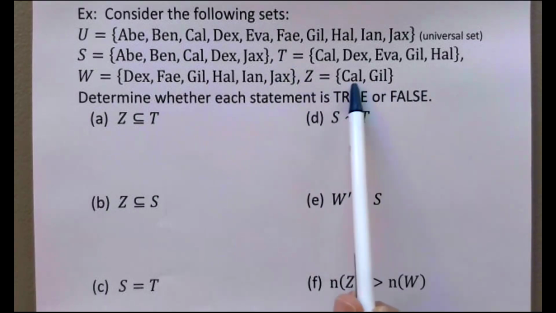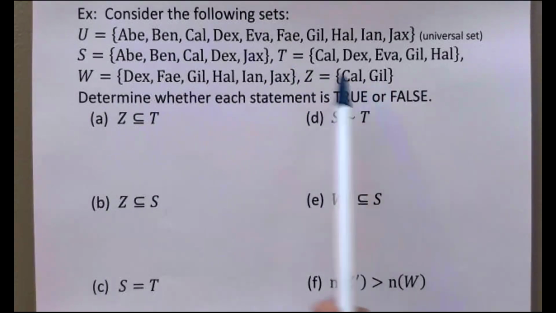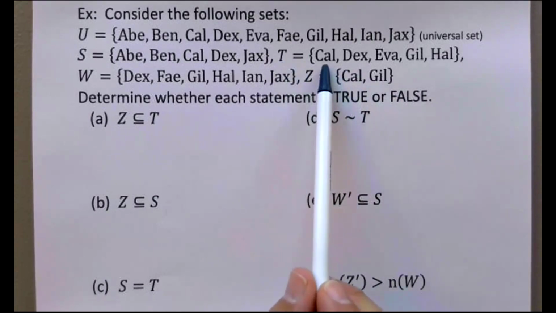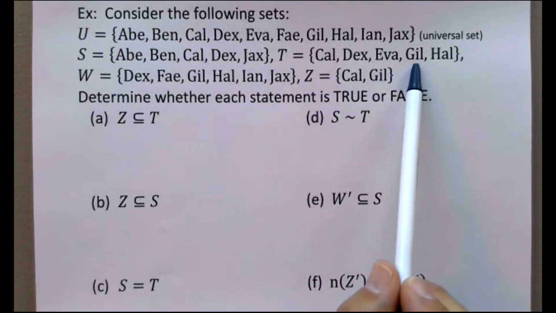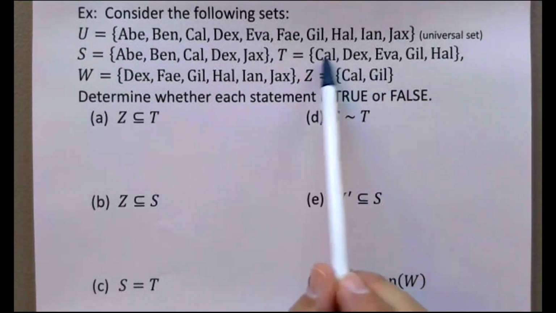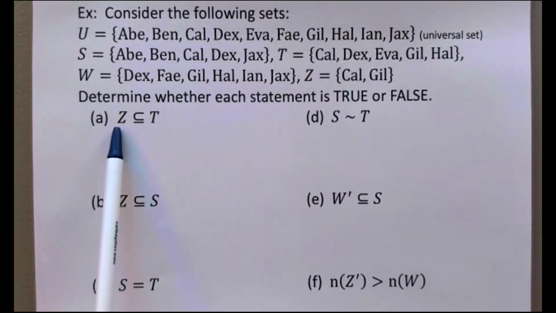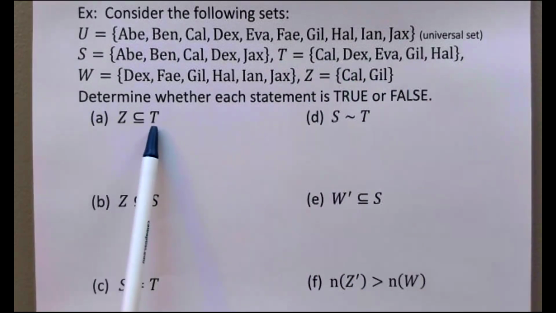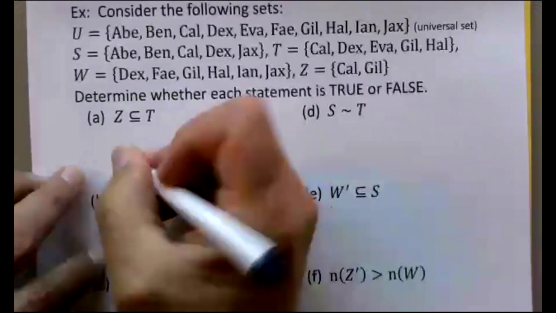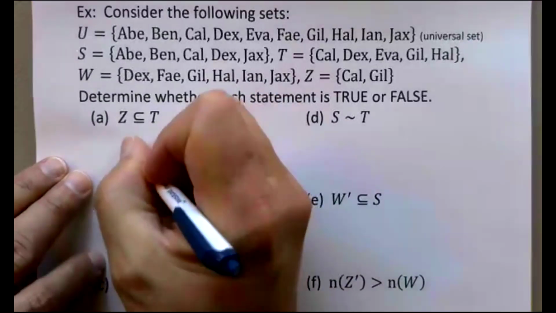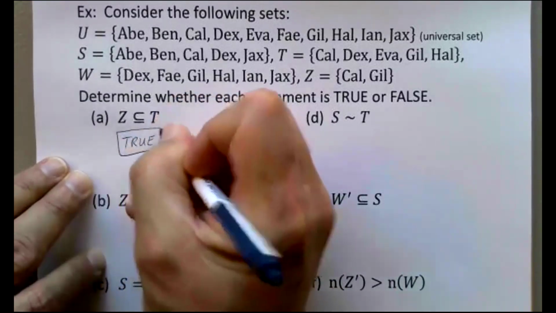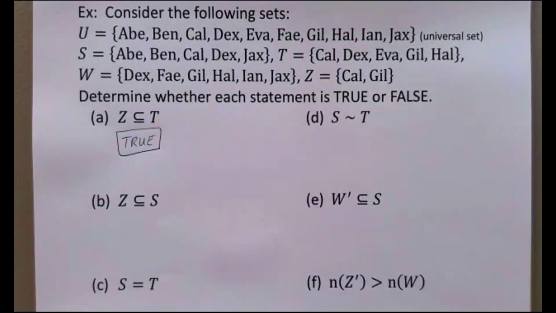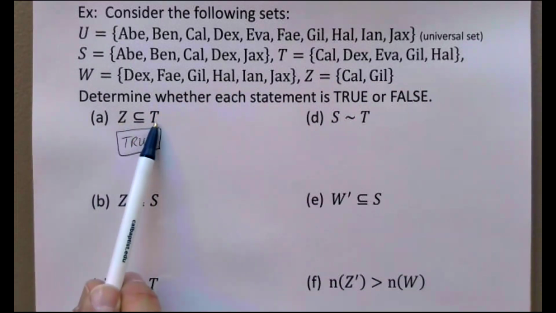Set Z consists of Cal and Gil. Do you see Cal in set T? Well, I do. Do you see Gil in set T? I do. So Cal and Gil both show up in set T. So everything in set Z is also in this one. That's why we're saying it's true. Z is a subset of set T. Again, everything here also shows up over here.